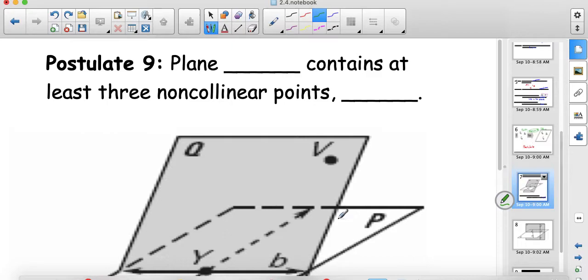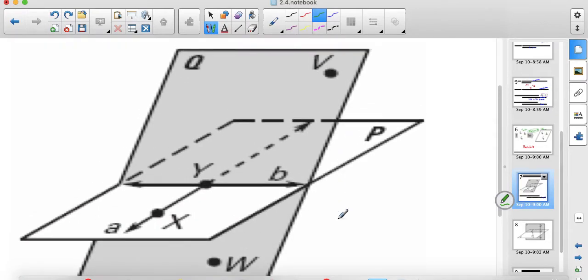As far as postulate 9 then, there's 2 questions to it. It says use your diagram to write examples of postulates 9 and 11. So postulate 9 says plane blank contains at least 3 non-collinear points. So if I look, I have 2 planes in my picture here. Those 2 planes have a very specific name for each of them.